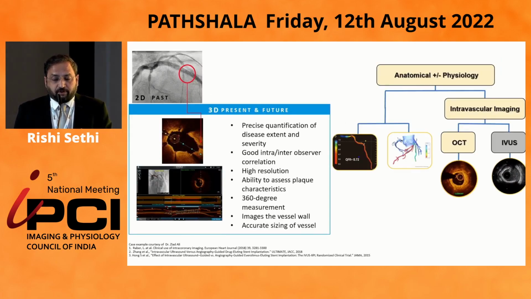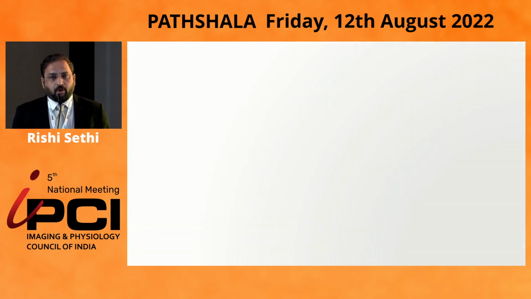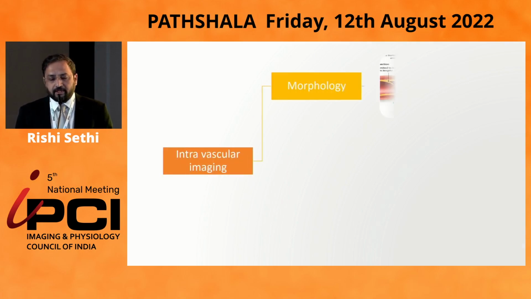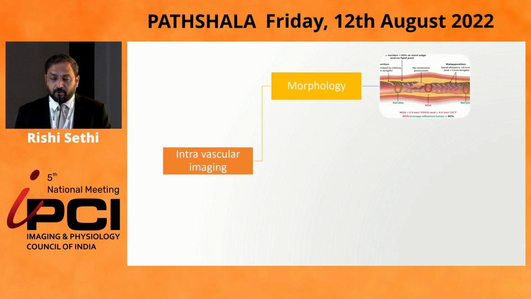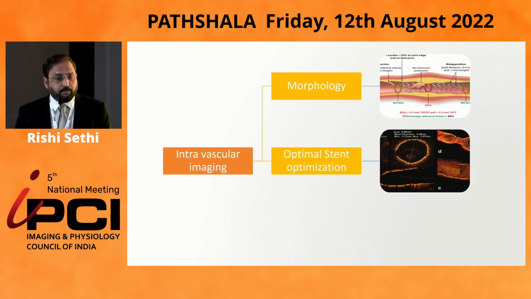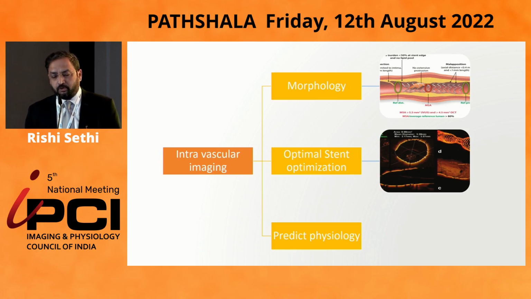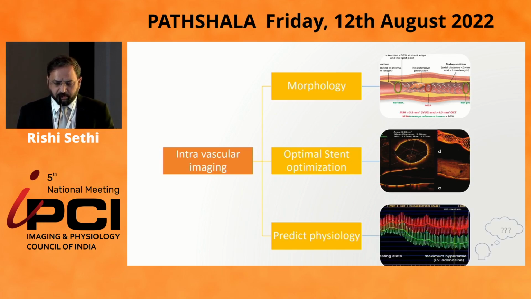So we have intravascular imaging, which tends to overcome all these limitations of FFR. We have excellent morphological diagnosis with intravascular imaging that allows us to better plan our lesions: calcified, fibrotic, thrombus, and so on and so forth. We can look for malappositions, underexpansions, stent edge dissections, and therefore optimize our post-PCI results. The question really is, can we predict physiology to the tune of almost being equivalent to FFR by intravascular imaging?